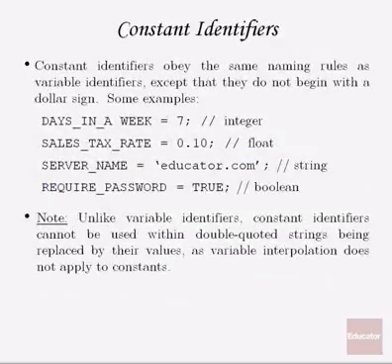Now, the way constant identifiers work is similar to variable identifiers. The one big difference is that they don't begin with a $ sign. Other than that, all of the same rules apply. They have to start with an underscore or letter, and then after that, they can be any combination of letters, underscores, and numbers.